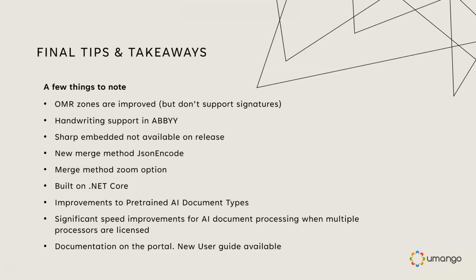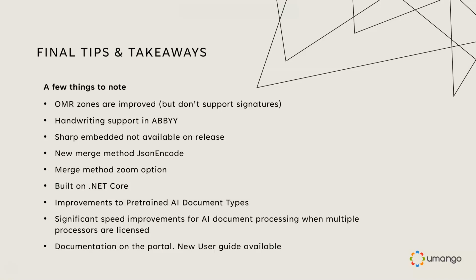And as I just mentioned, Umango 25 is built on the .NET Core technology. On release, it'll be .NET 6, but we'll be following that path in the future. So it's one of the things that enables us to be able to move to a broader operating system platform. And there's speed enhancements and all sorts of things that come with that too. So lots of benefits there.